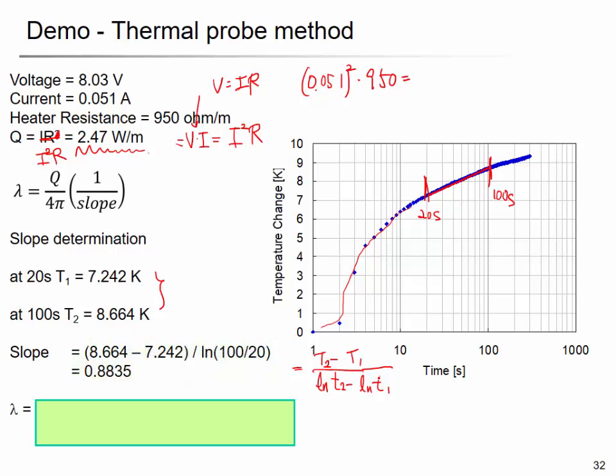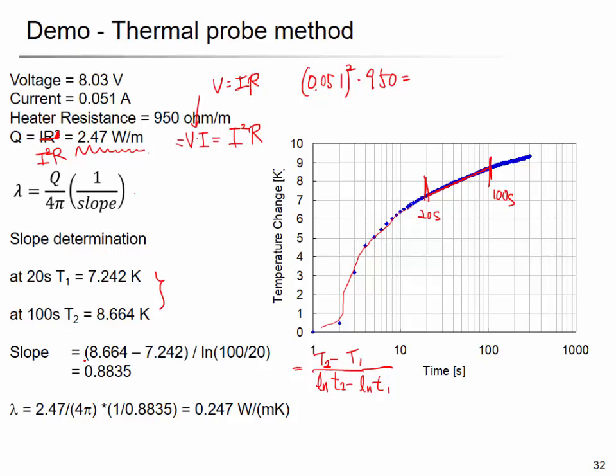So you get this value for the slope for this linear region from 20 seconds to 100 seconds. Then you can plug this number into this equation. Right? You have Q and 4 pi and 1 over slope. Then you get this lambda. If you calculate correctly, then you get the thermal conductivity value as 0.247. Is it similar?